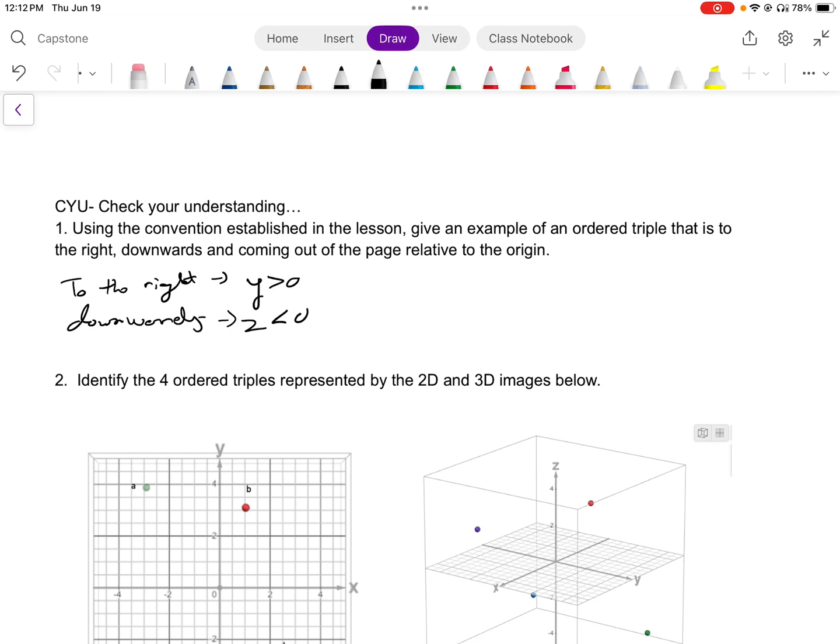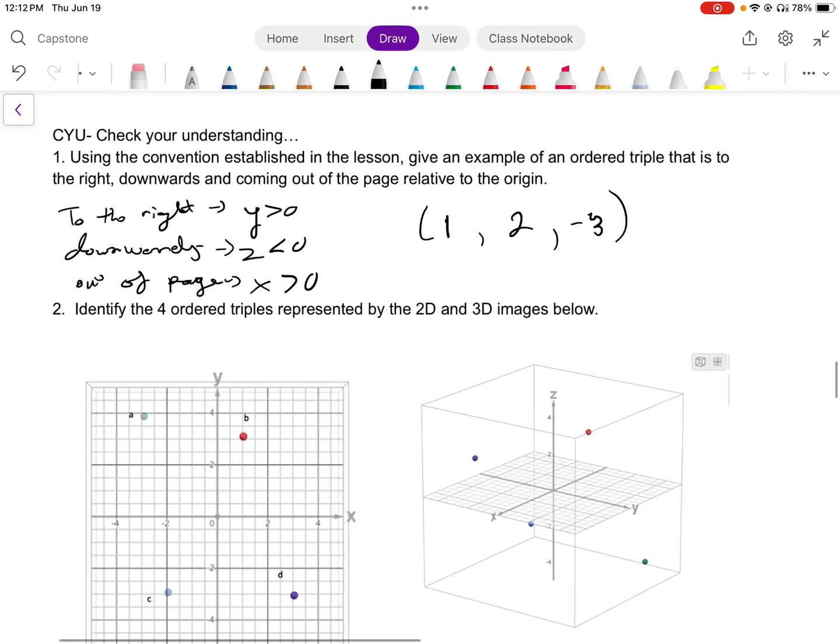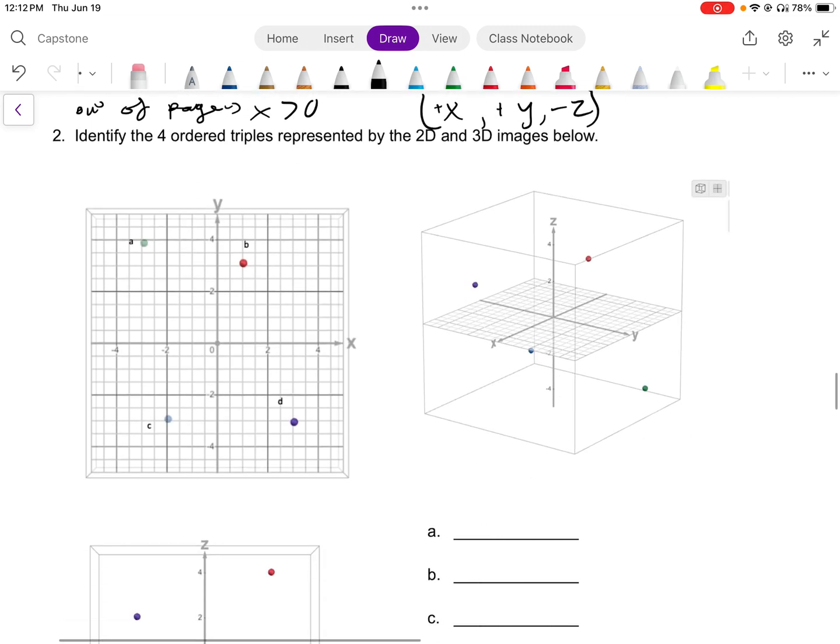Okay, and coming out of the page. Out of page, that's going to be x. Is that positive or negative? That is positive. So let's choose a point that has positive x, positive y, and negative z. Let's go with 1, 2, negative 3. Easy as that. And you could have chosen any values that fit that form and structure.